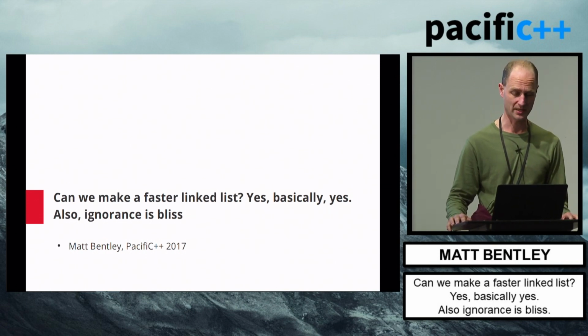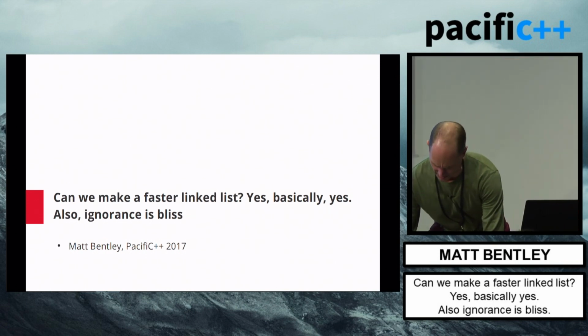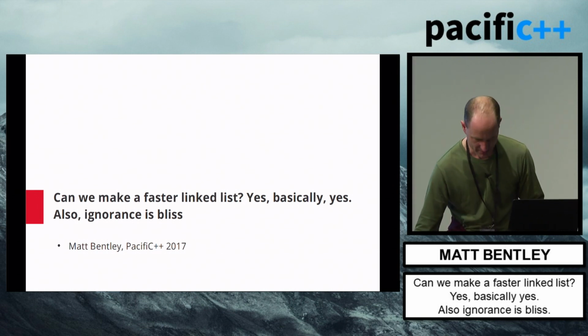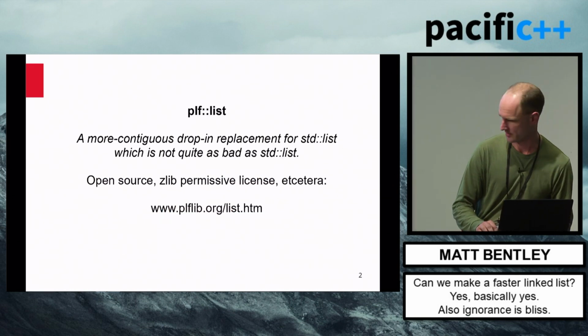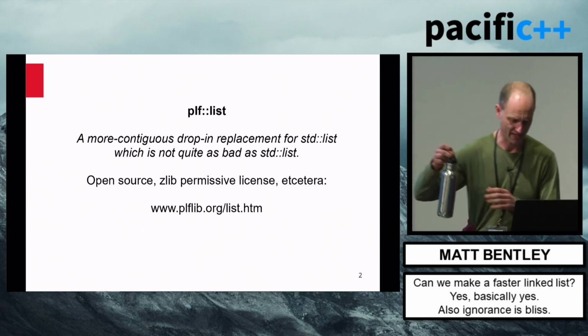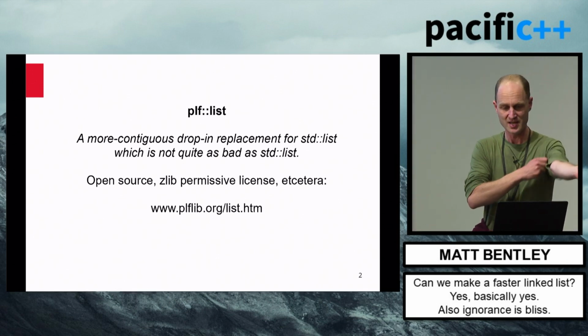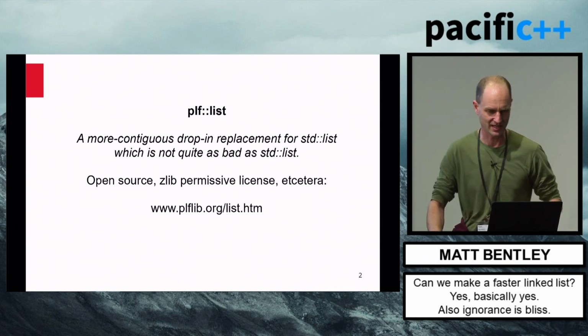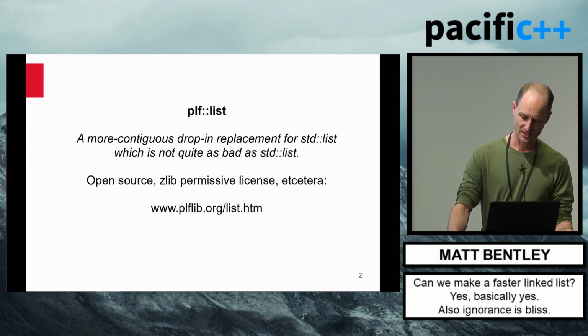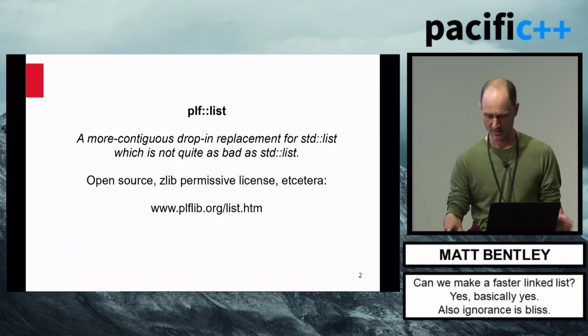Today we're going to be talking about linked lists, specifically one linked list in particular, this linked list. It's a PLF list, which is a more contiguous linked list, a drop-in replacement for std::list, and it's not quite so bad as std::list. It's open source, permissive license, so you can pretty much use it for whatever, and you can download it there.